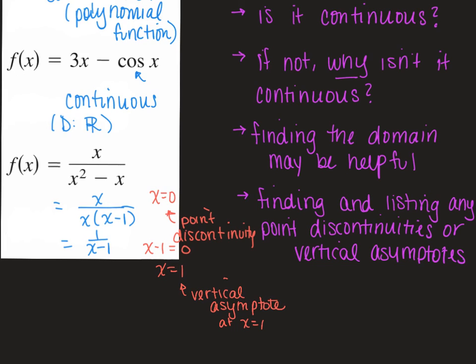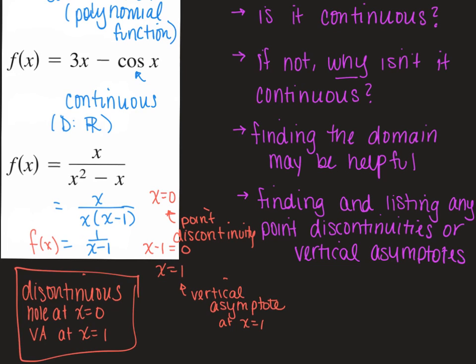So what we can say is this. We definitely know that this is not continuous, right? That's our function there. So our final answer is discontinuous. We have a hole at x equals 0 and a vertical asymptote at x equals 1. And that would be a fantastic answer for that.